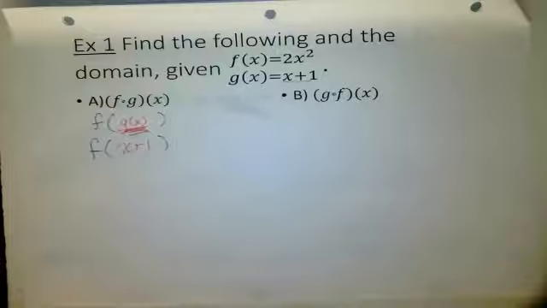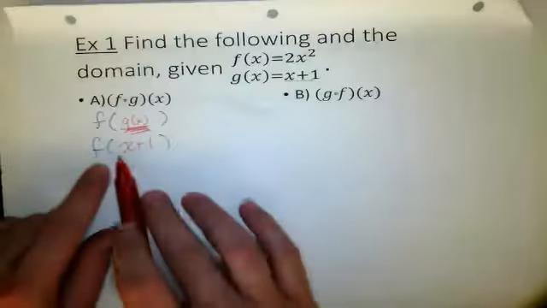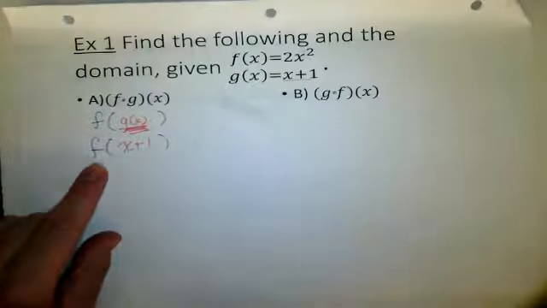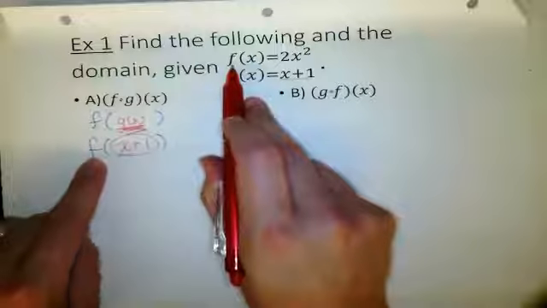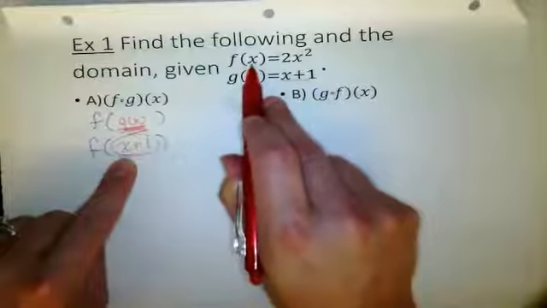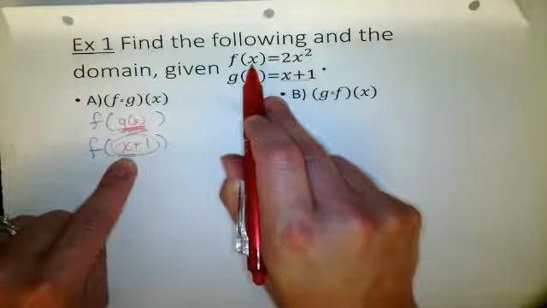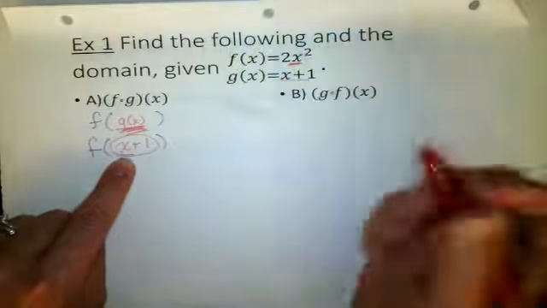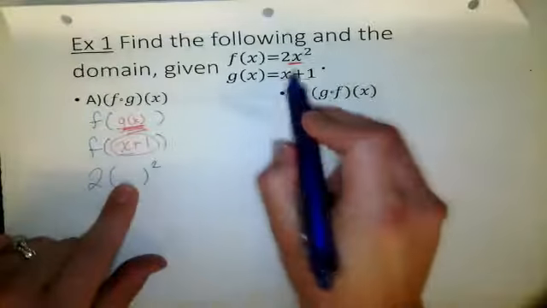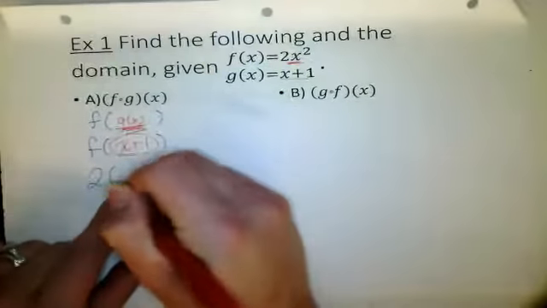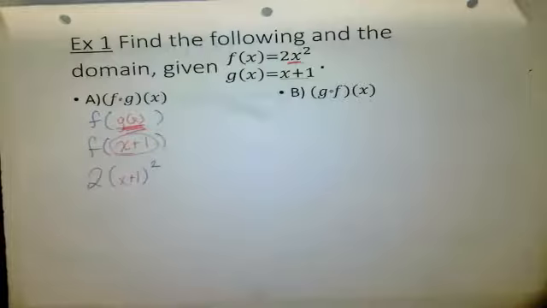All right, so that was step 1. Now when I look at this notation, what is it telling me to do? Put that into the f function. There's the f function, but you don't have an x anymore. What are we going to have instead of x? x plus 1. So everywhere there's an x, in our 2x squared function, now instead of the x, what are we using? x plus 1.